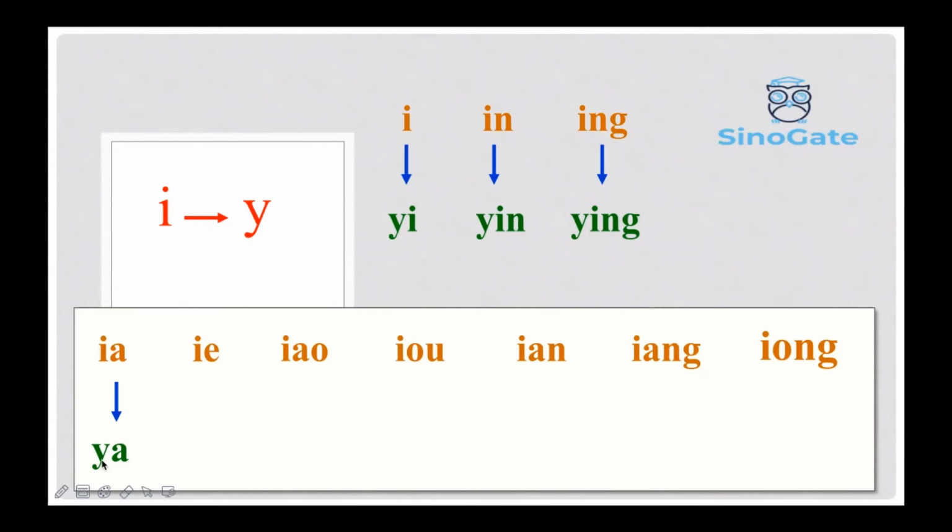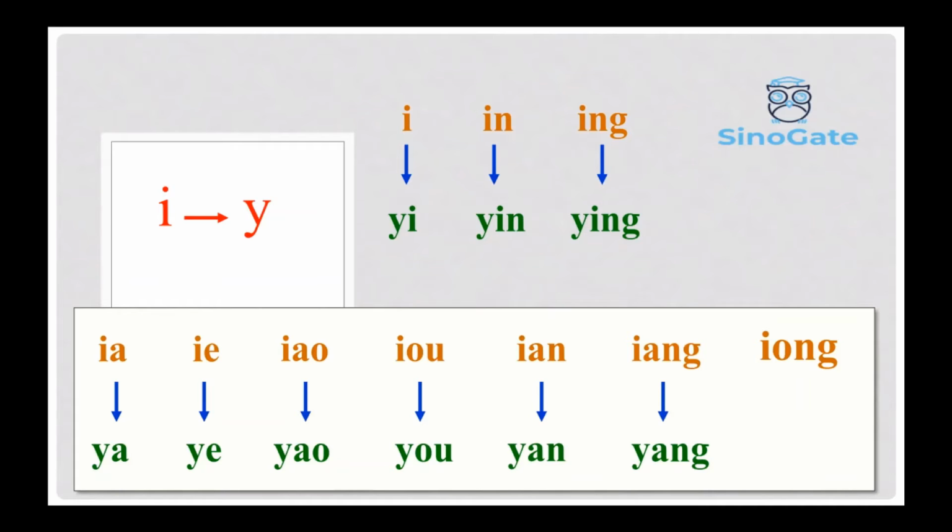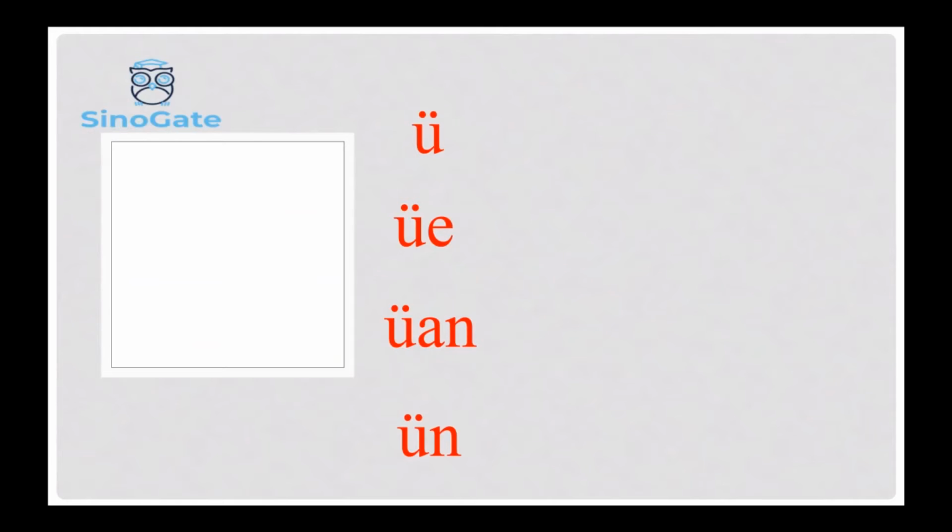So this one is still ya, ye, yao, you, yan, yang, yong. That is the first usage of the big I.